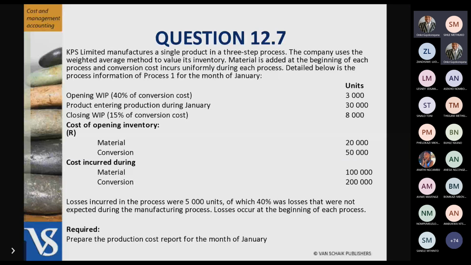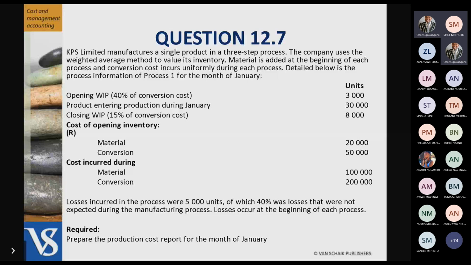So this is process 1. That means there's no need to do the previous process information, because this is the very first process. We've got the opening work in process sitting at 40% in respect of conversion cost. Production entered during the period is 30,000. Closing work in process sitting at 15% of conversion cost is 8,000 units. Then there's a cost of opening and the cost during the process.